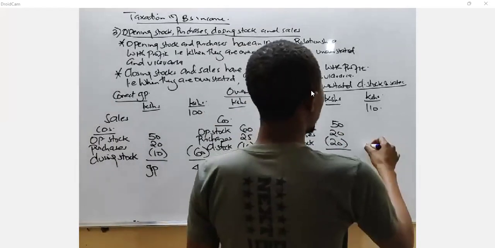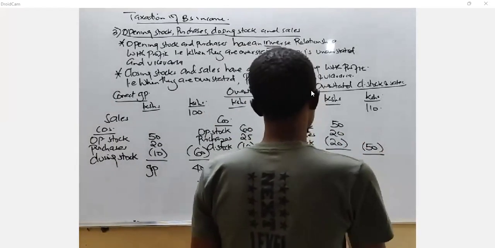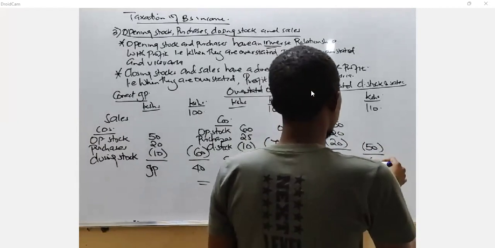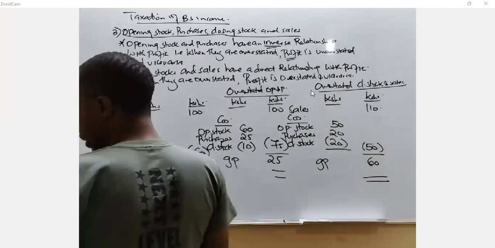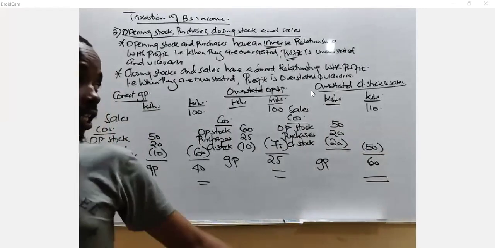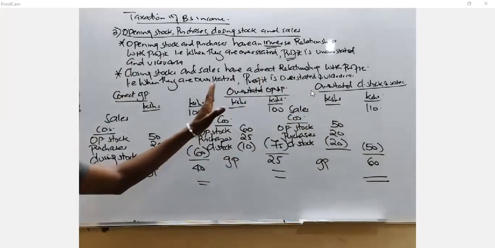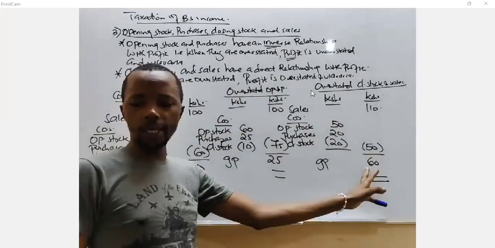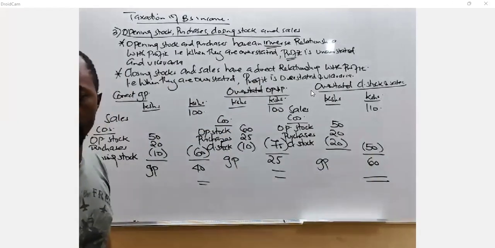For example, here it is 50. The gross profit of yours will be around 60. Will be 60. So this is what we are discussing, and we are saying if they are going to be overstated, the profit of yours is going to be overstated.